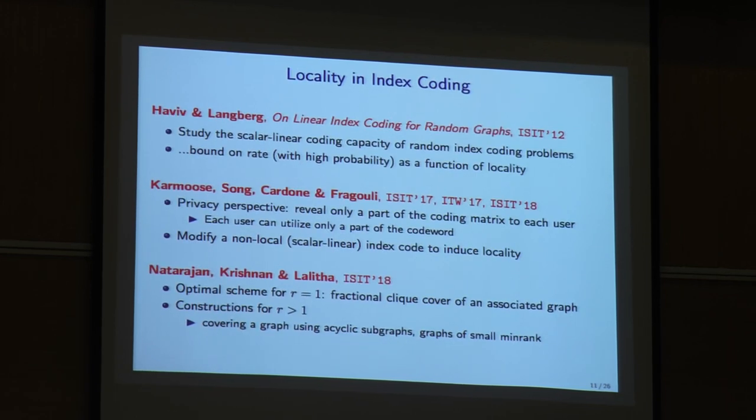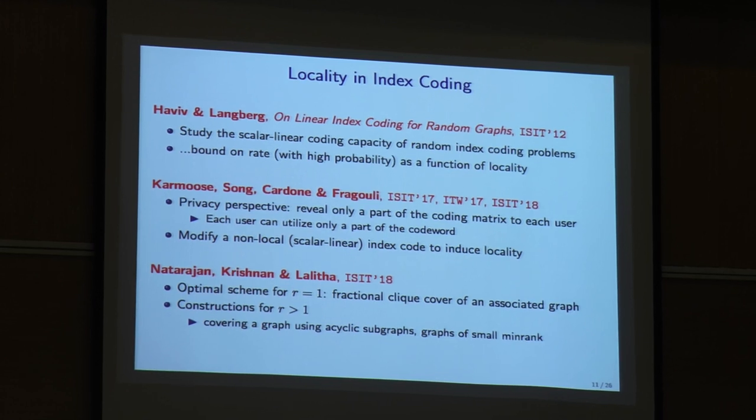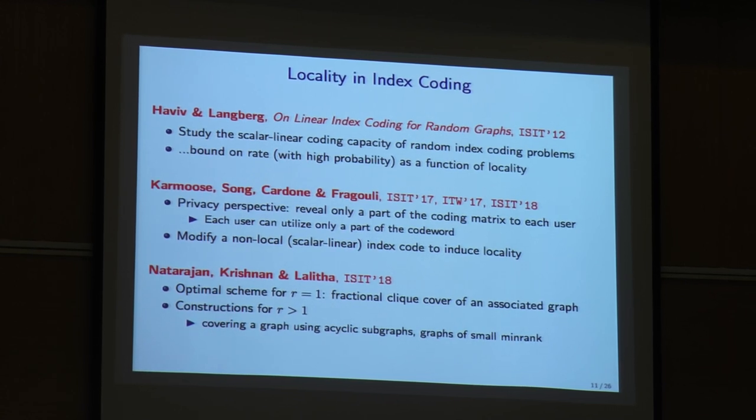So a little bit about locality in index coding. It's more of a recent idea. It was first talked about by Habib and Langberg, and they did locality analysis for random index coding problems. So you have a bunch of index coding problems, you pick one randomly, and then you try to characterize its rate versus locality tension with some high probability.